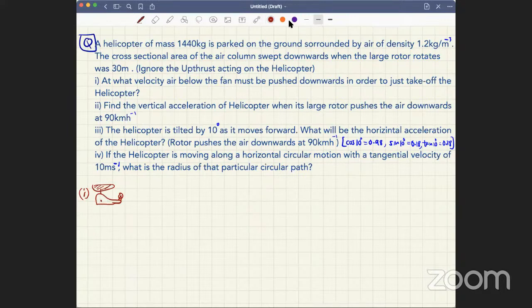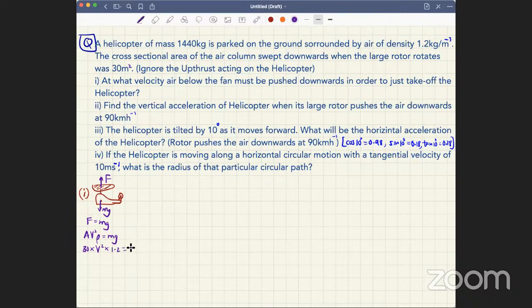mg must be balanced by the lift force F. So F must be equal to mg, correct? For F, we can directly write the equation A V squared rho equals mg. The area was 30 meters squared, so 30 into velocity we have to find, v squared, into density, which is 1.2.